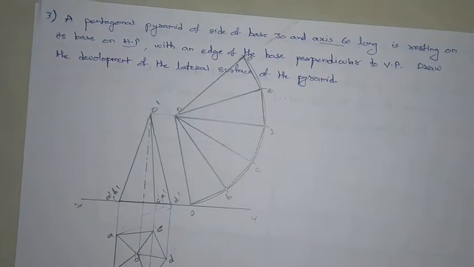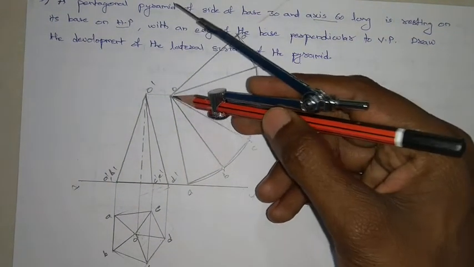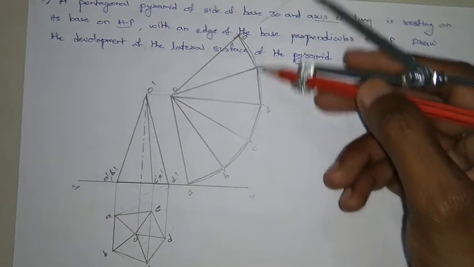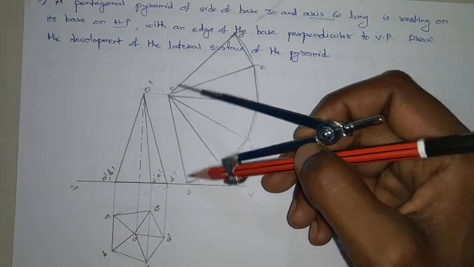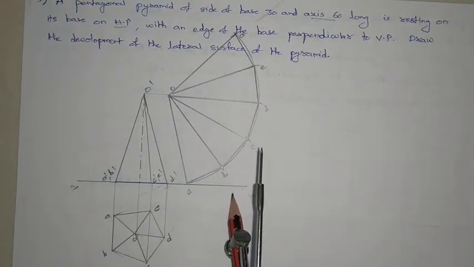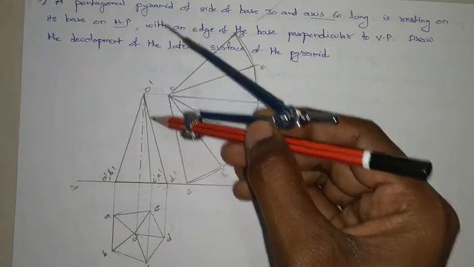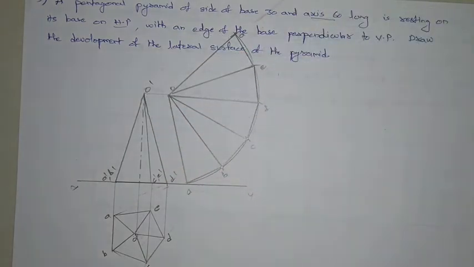Now in such kind of problems, you have to remember that the main thing here is the slant edge which we are taking to draw the arc. The slant edge which you are considering should be parallel to XY line in the top view. If you see, OD is parallel to XY, so that is the reason I have considered this OD length, and with the help of this OD length I have drawn the arc. So this is regarding this problem.